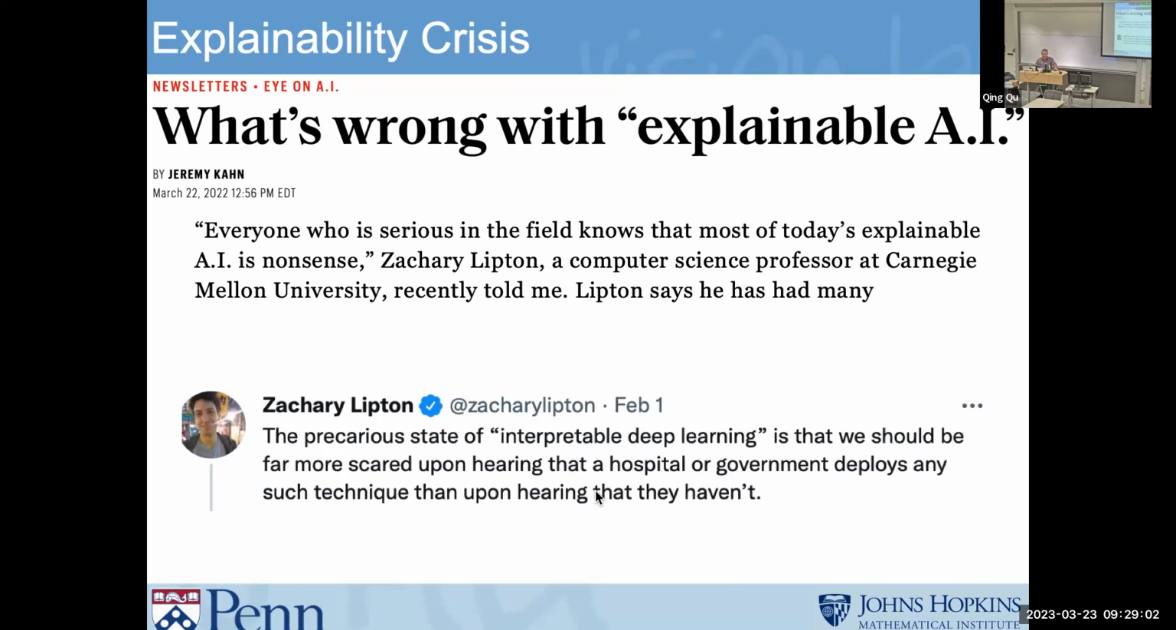I like this quote at the bottom, particularly for medicine, that says that the precarious state of interpretable deep learning is such that we should be far more scared upon hearing that a hospital or government deploys any such technique than upon hearing that we have it.